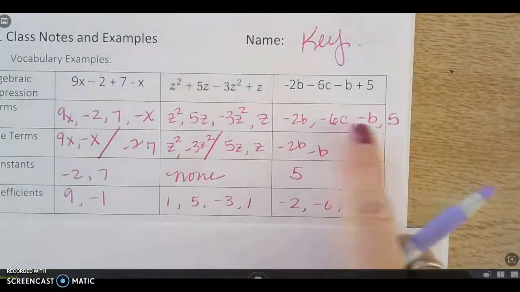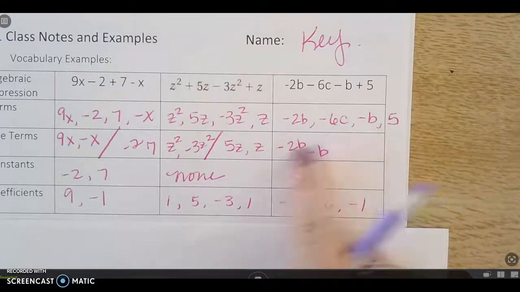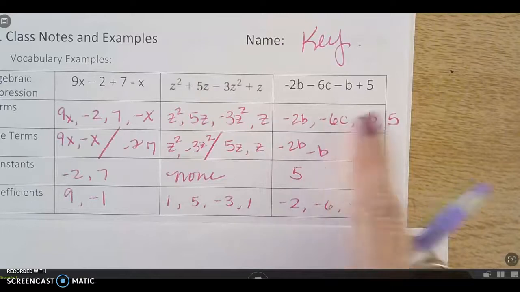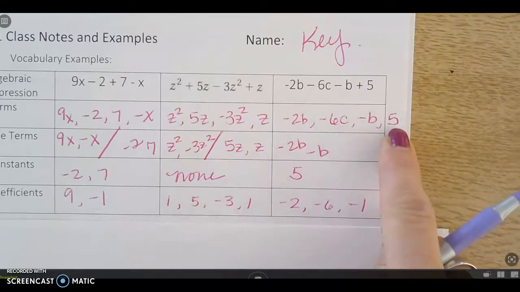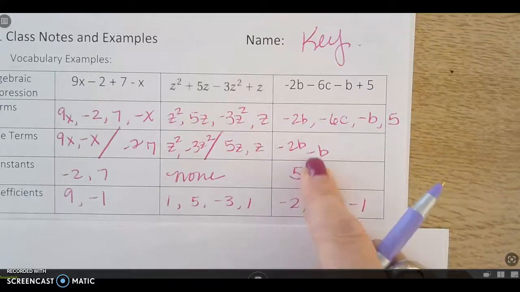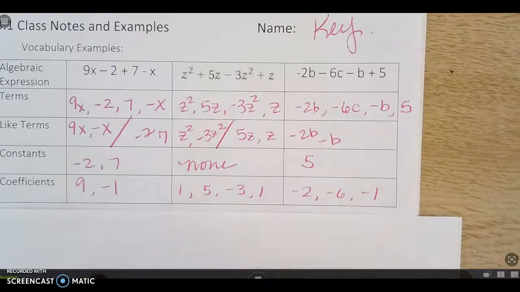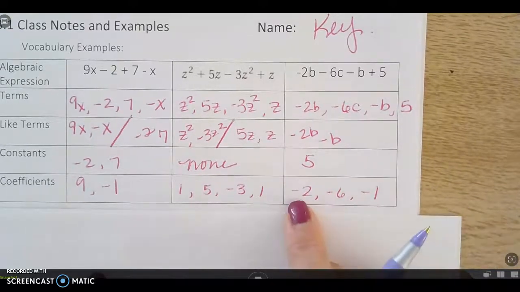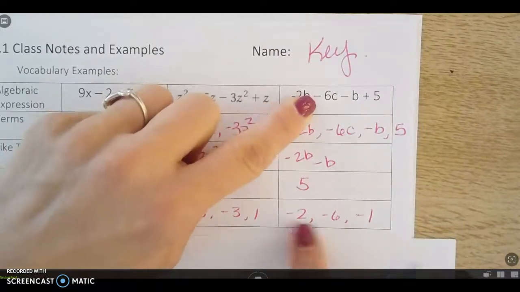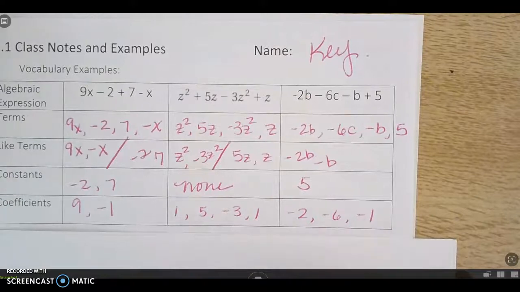So there's my 4 terms. Make sure you keep the negatives attached to them. My like terms are just the B's, right? I don't have anything that pairs up with the C. I don't have anything that pairs up with the plain 5. So here I only have 1 pair or 1 set of like terms that go together. Constants, 5 is the only number by itself. And then everything that has a variable, I'm going to write down the number in front of it. So -2, -6, and -1 are the coefficients for this bottom one. Okay?